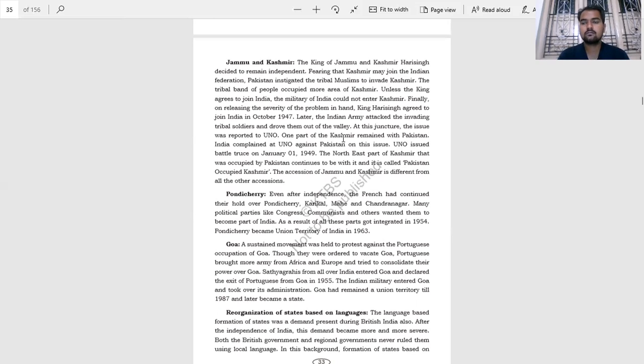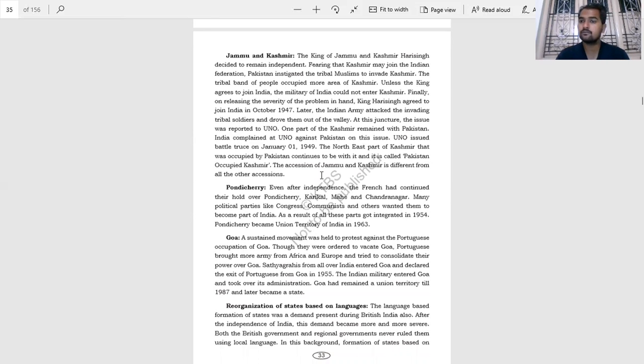And our Jawaharlal Nehru, the first prime minister of our nation, took this issue to the UNO, United Nations Organization, and we complained. India complained about Pakistan's move in the Kashmir issue, and the northeast part of Kashmir that was occupied by Pakistan continued to be with it, and that part is called Pakistan Occupied Kashmir. Like this, Jammu and Kashmir also became part of India.